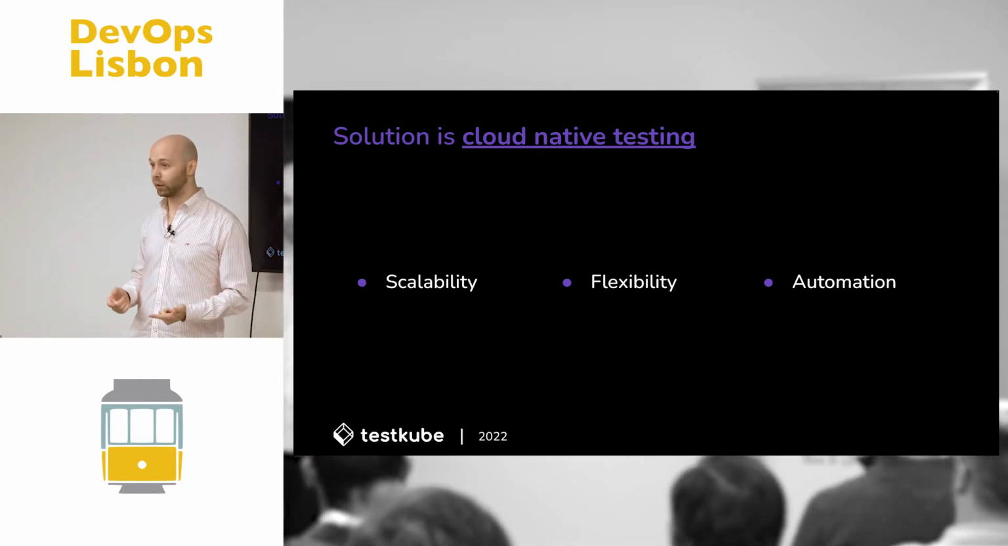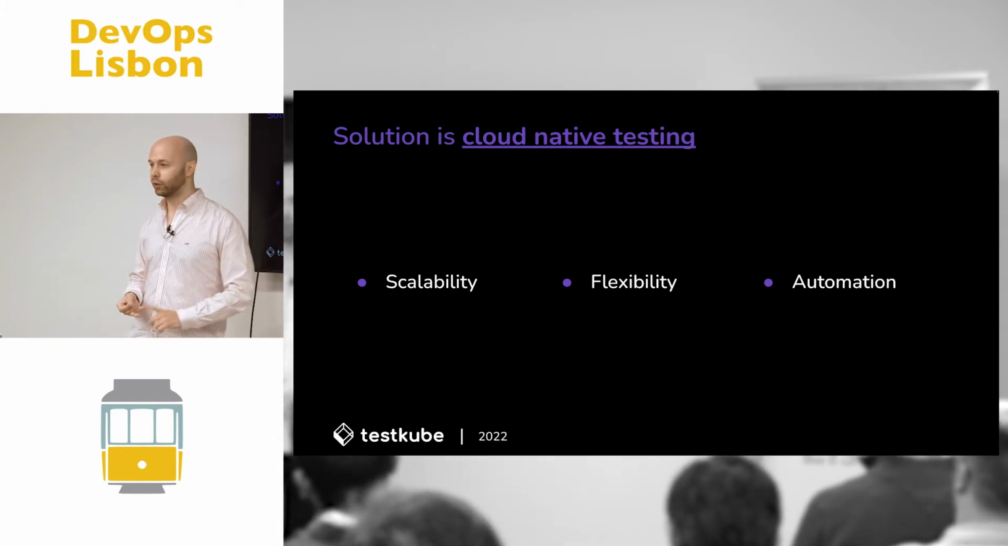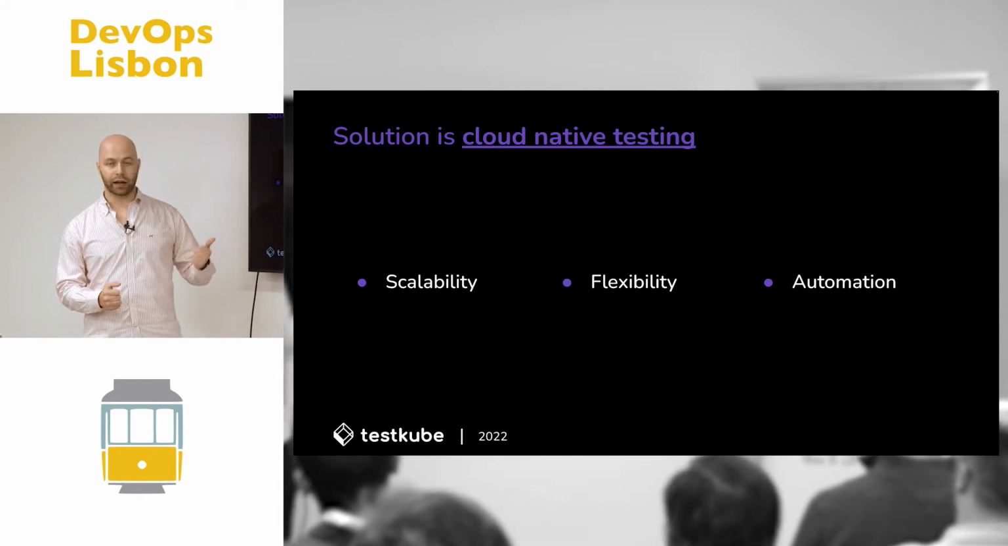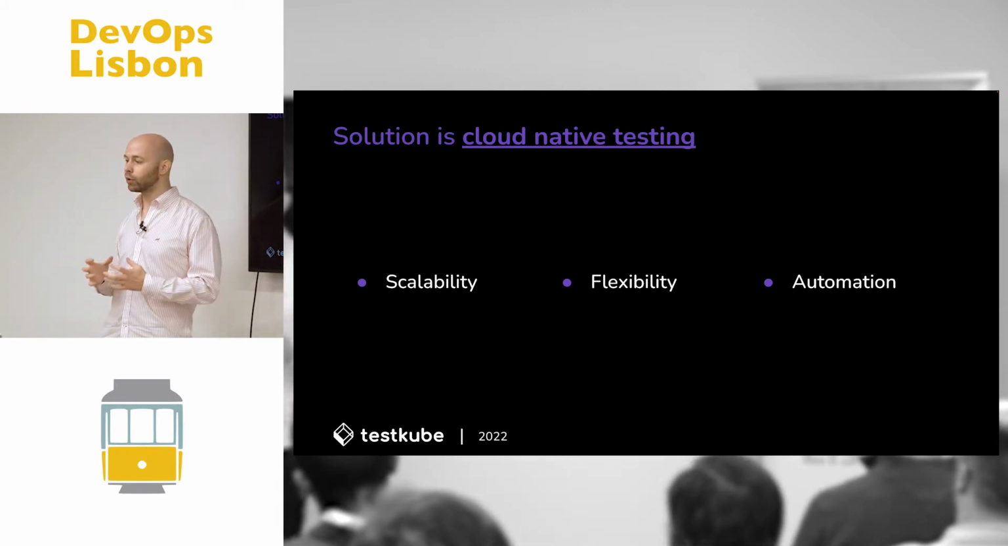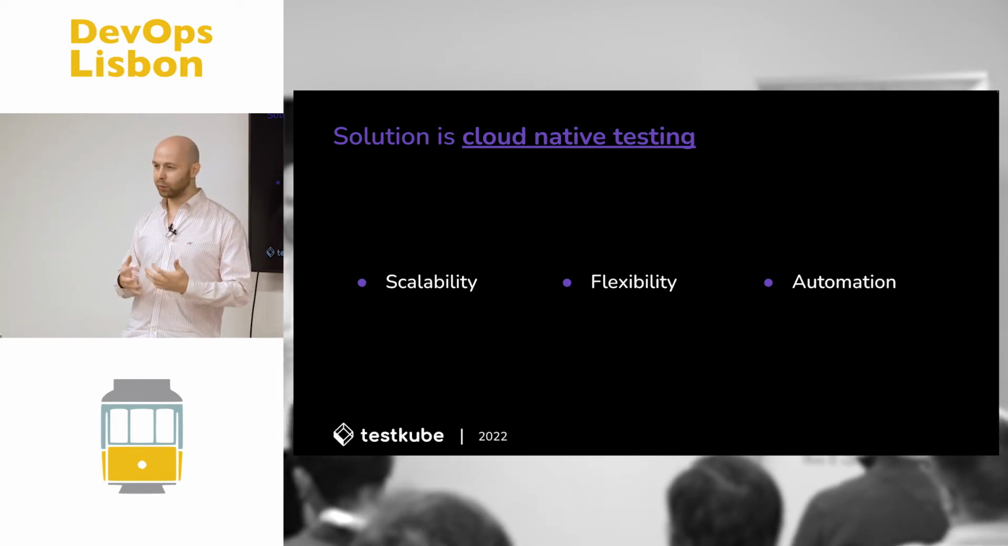Another one is flexibility. So it should be very easy to try new tools. It should be very easy to add new tests, to change your flow, change your pipelines. And that's cloud-native testing. You're not supposed to be blocked and coupled with a solution that does not let you try things.